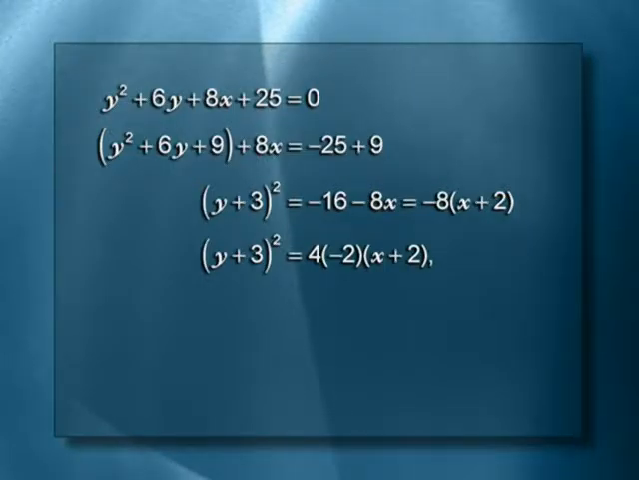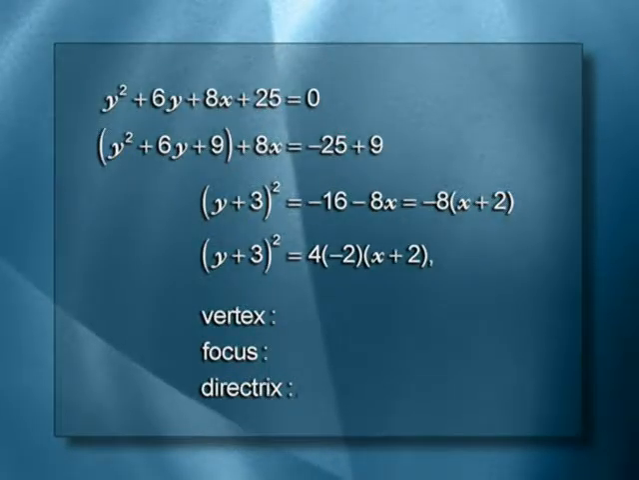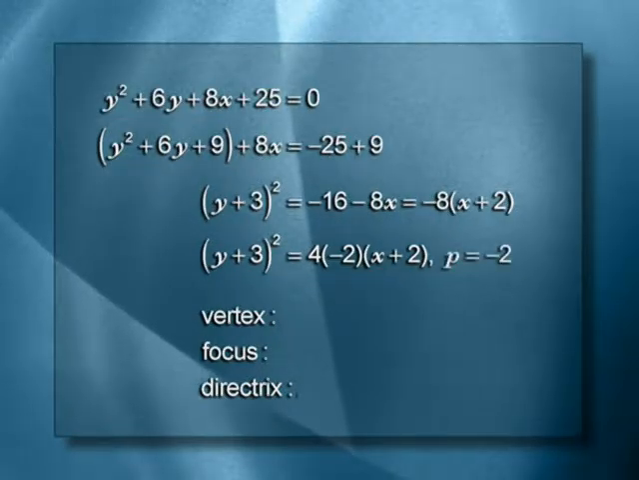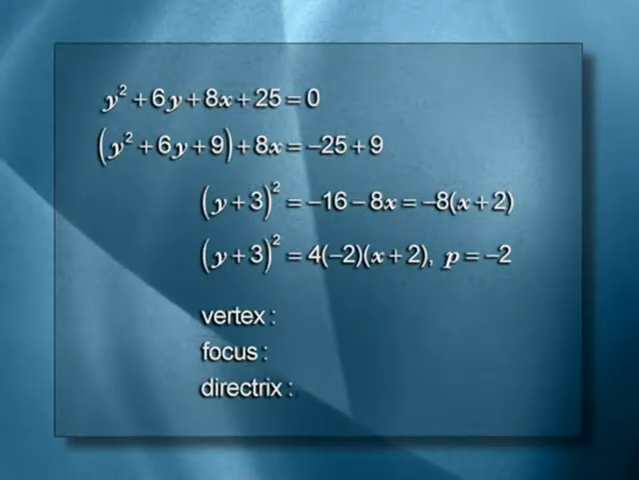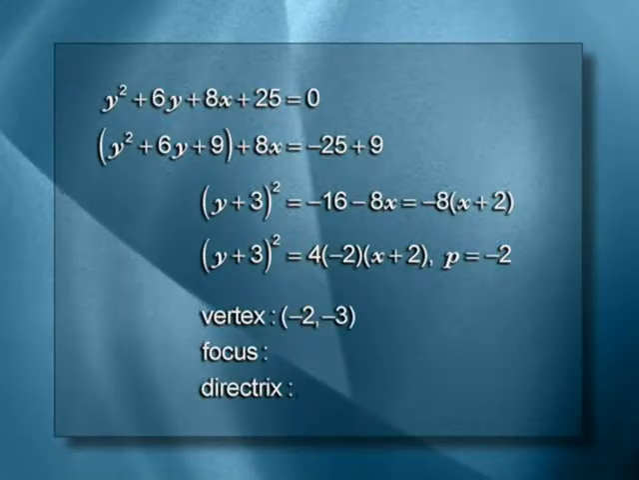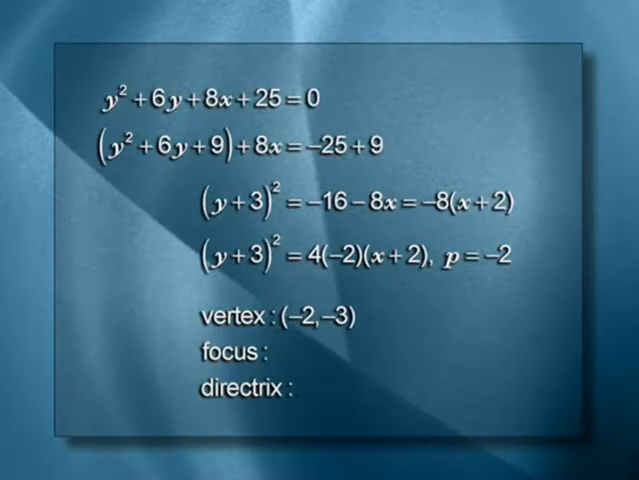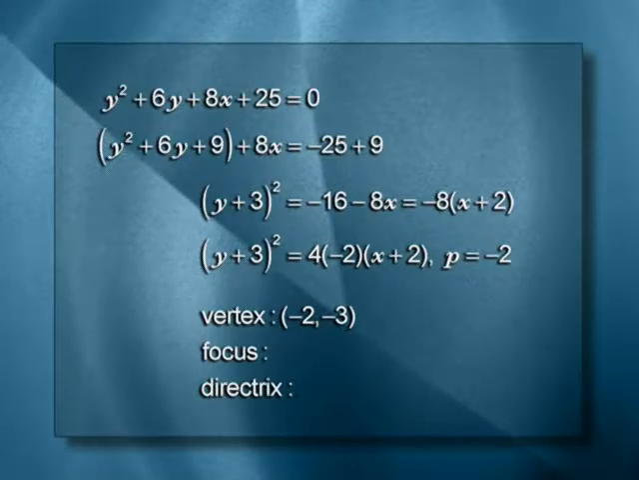What does this tell us about the shape of the parabola? Who's the vertex? Who's the focus? Who's the directrix, etc.? Here we go. Well, what's the p-value? That's that little minus 2. So p is minus 2 here. What's the vertex? Well, that's the h, k, and that's minus 2, minus 3. Because it's x plus 2, which is really x minus a minus 2. So it's minus 2, minus 3.